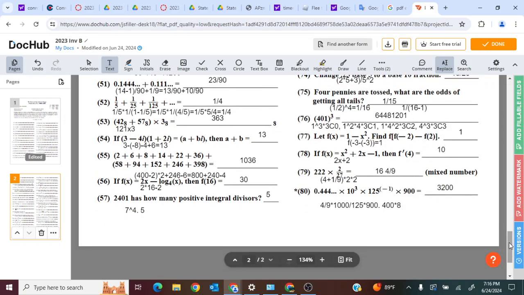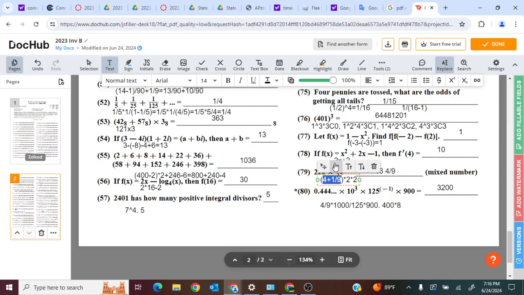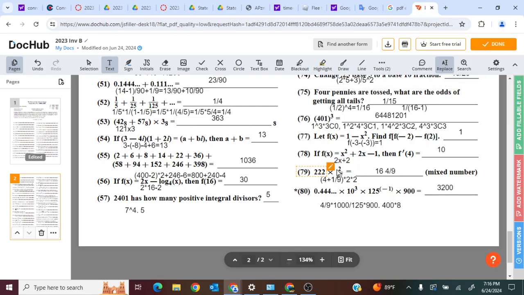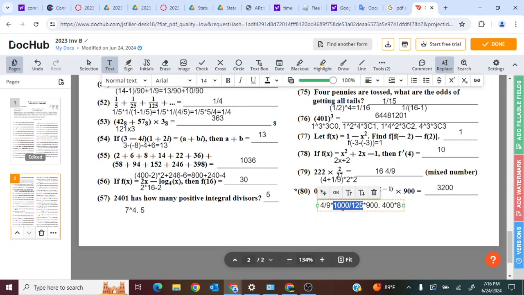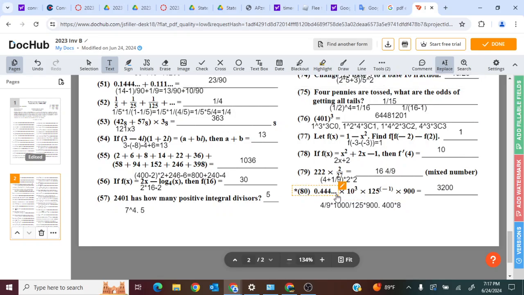222 times 2 over 27. 111 over 27 is equal to 4 and 1/9. So we're going to be doing everything in terms of that. This is 111 times 2, and this is 1 over 27 times 2. So 4 plus 1 over 9 times 2 times 2, 16 and 4/9. And finally, you're just writing all these values. 4 over 9 times 100 over 125 times 900. Simplify out the values that matter. You get 8 times 400, and you get 3,200 from that.